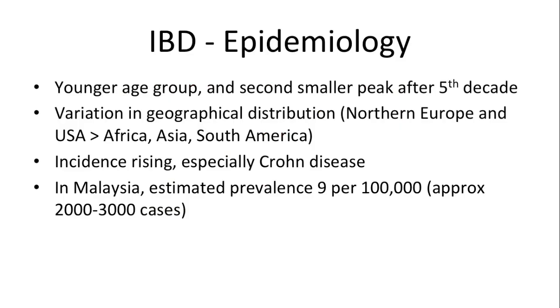So in general, inflammatory bowel diseases, or from here on abbreviated as IBD, tend to occur in a younger age group with a second smaller peak after the 5th decade. There is a geographical variation in its distribution, and in general, the incidence in Malaysia is actually not that high, especially if you compare it to Northern Europe or the USA, for example, but the incidence is rising, especially for Crohn's disease, with an estimated prevalence of 9 per 100,000, or approximately 2,000 to 3,000 cases in Malaysia.